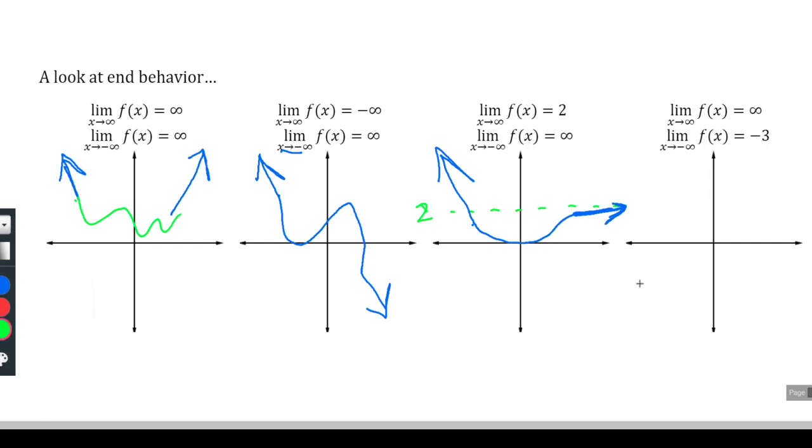So, as x gets really, really big, the function gets really, really big. As x gets really, really small, the function approaches -3. So we need to mark out where -3 is, and we'll draw an arrow that gets really, really close to it. And similar to before, this function can do whatever you want anywhere else, as long as it's still a function.